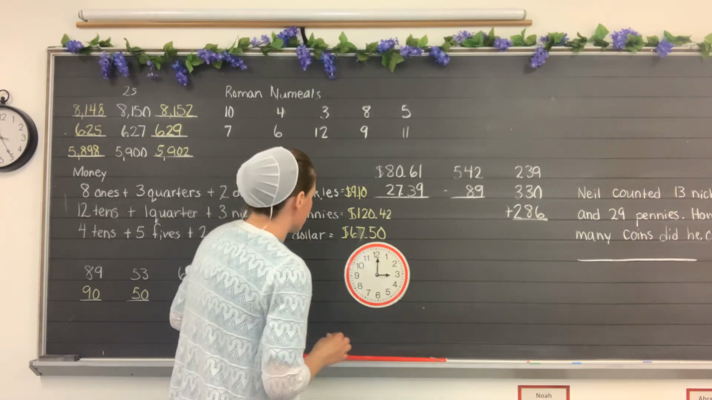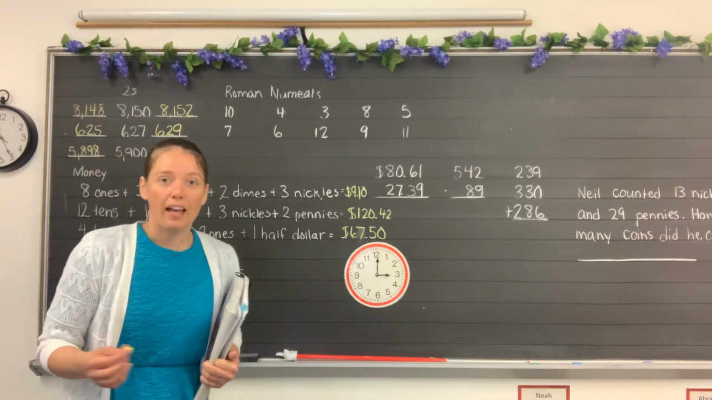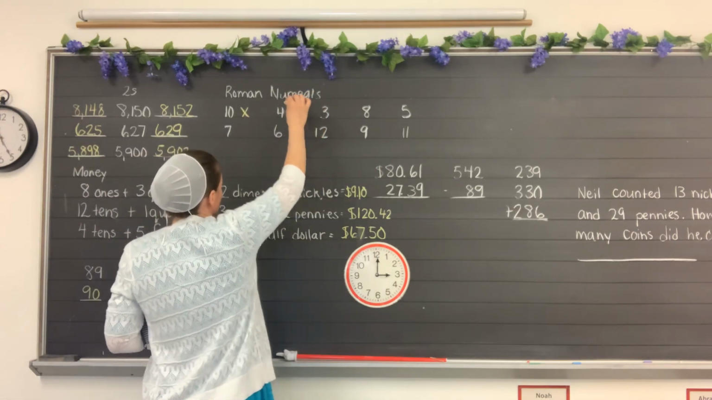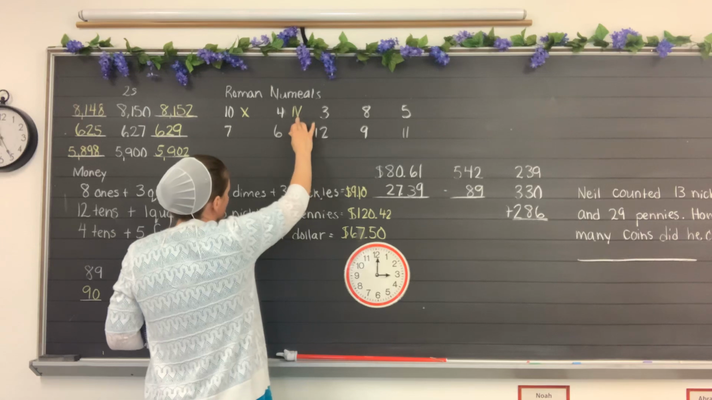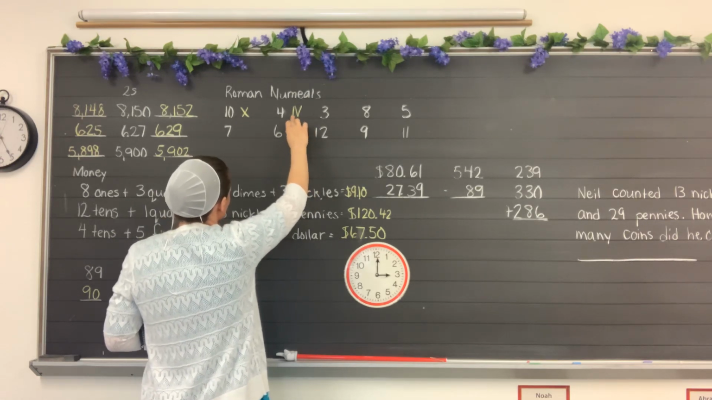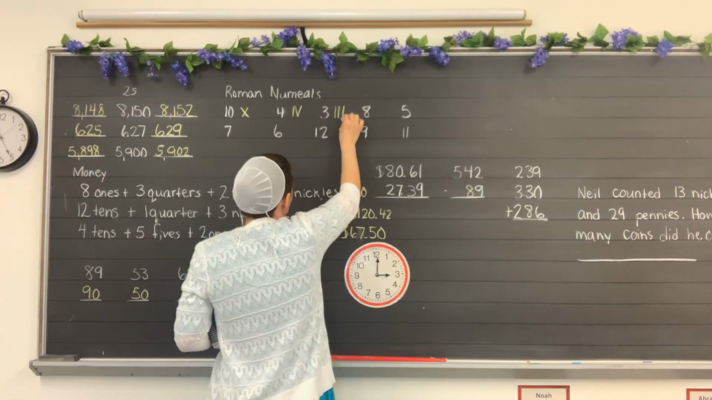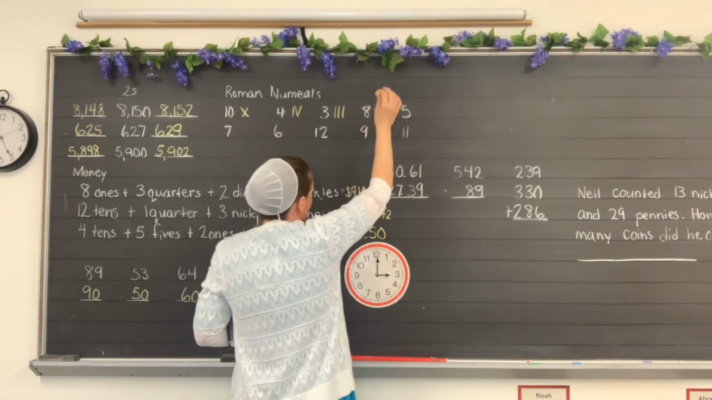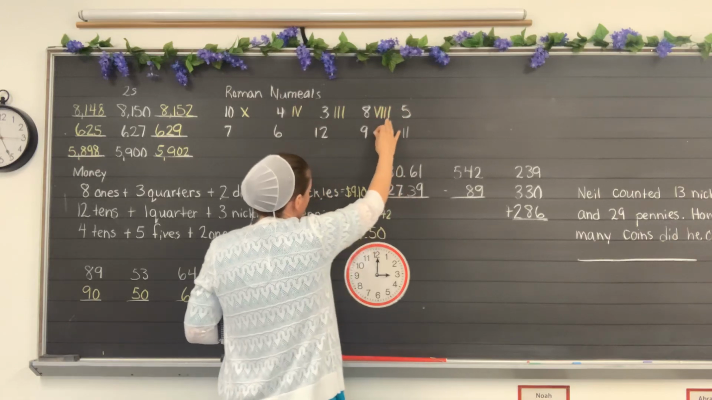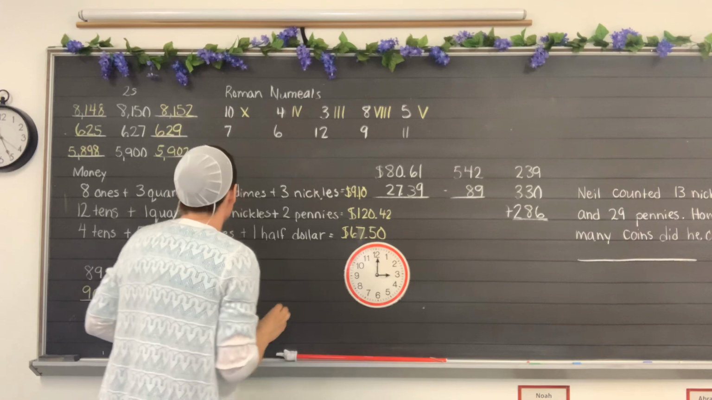All right, now let's look over here at these Roman numerals. So 10, always 10 is X. 4 is IV, V is 5, and you have 1 minus 5 is 4. So I before V means minus, IV is 4. 3 is III. 8 is V, which is 5, plus 3 I's. 5 plus 3 is 8. 5 is V. 7 is VII.